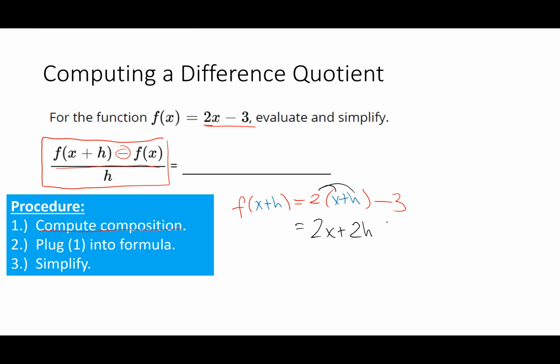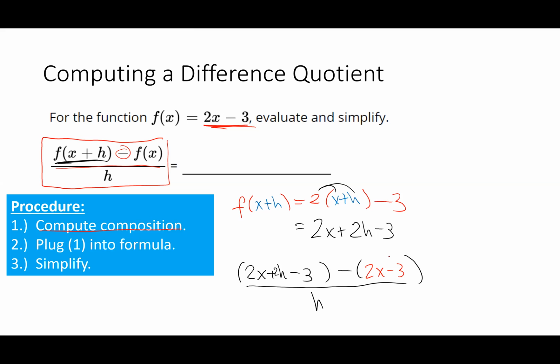Minus 3. All right, now I've got my composition. So now what I'm going to do is plug this into the formula. Okay, so that's this part here. And then I subtract the original function and I divide it by h. Now the original function is 2x minus 3.